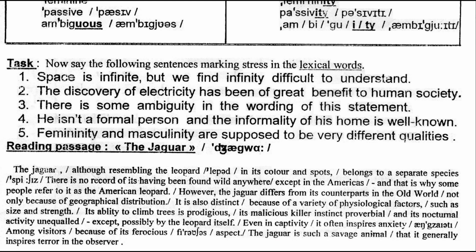The second sentence is, the discovery of electricity has been of great benefit to human society. So, the is an article, we do not stress it. Discovery is a noun, the stress on cov. Of is a preposition, we do not stress it. Electricity, stress on lec before the suffix.